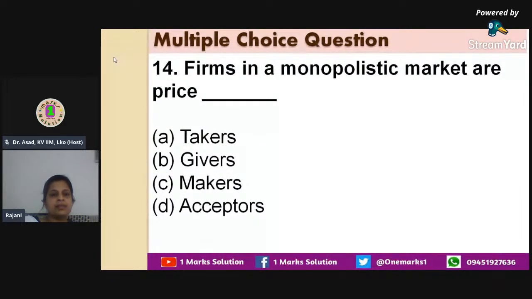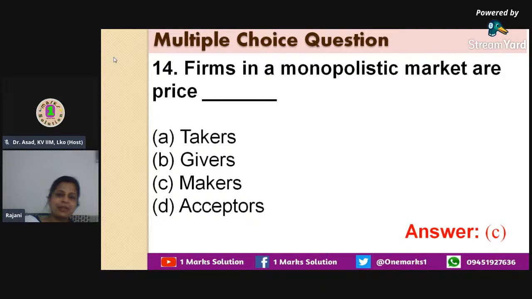Next one is: firms in a monopolistic market are price... Monopolistic definitely means they are not price takers. Whatever the market demand and supply is, they have some control over the market. Not price givers. Yes, price makers. You just think over it and tell me. Firms in a monopolistic market are price makers.